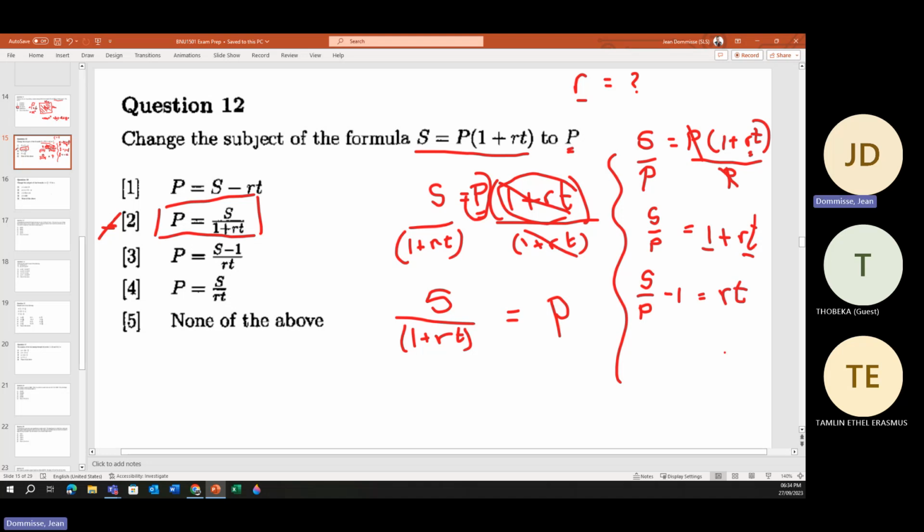Then I'm like, okay, I want R to be my subject, so I need to take that formula and divide on both sides by T. So then my final formula of R would have been S divided by P minus 1, over T. And if we needed to isolate T, we could have gone through the same process to do that as well.